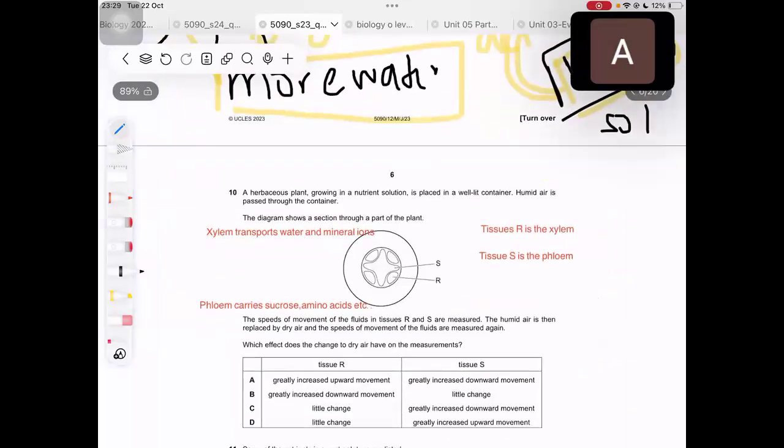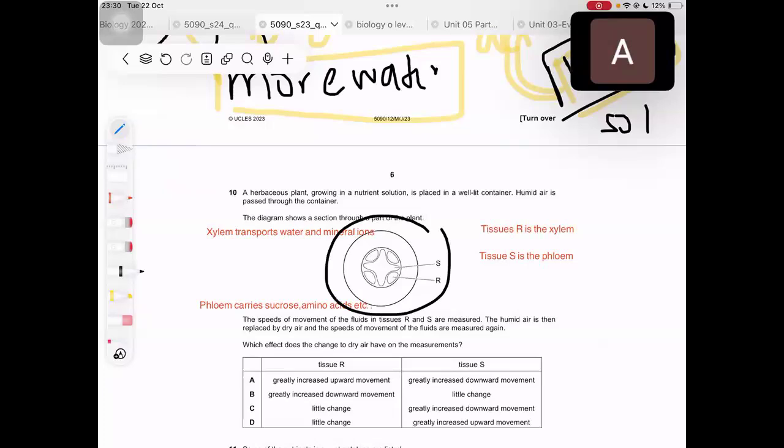The 10th one: a herbaceous plant growing in a nutrient solution is placed in a well-lit container. Humid air is passed through the container. The diagram shows a section through a part of the plant. So you can see they have shown you a root cell, right?